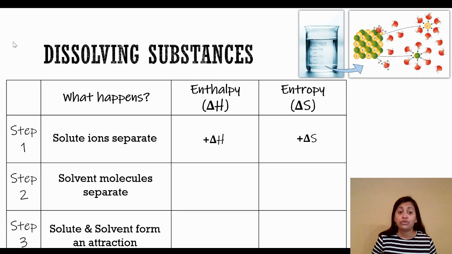Step 2, your solvent molecules. Well, water molecules, again, they're very attracted to one another. So you have to add energy in order to overcome those forces of attraction. And when they become more disorderly, we see a positive delta S.